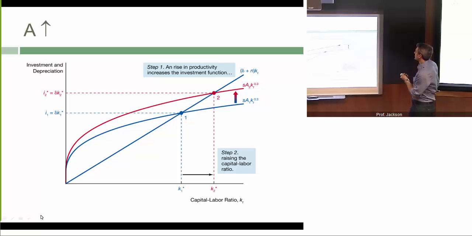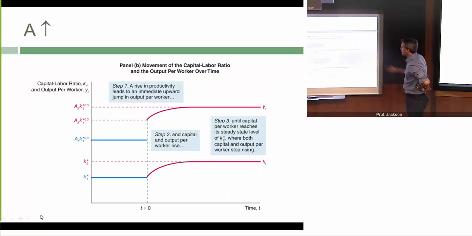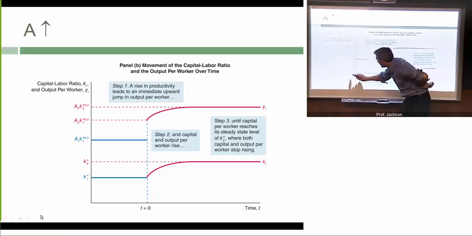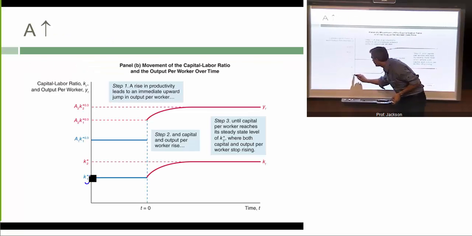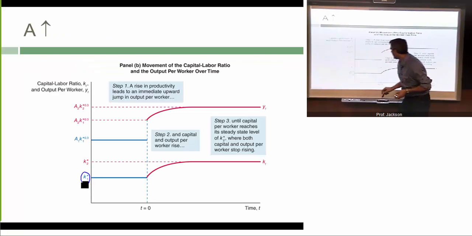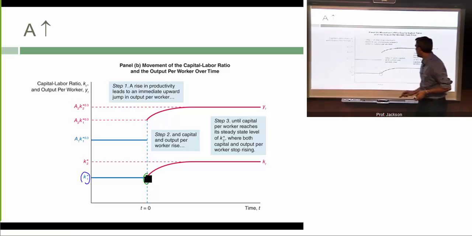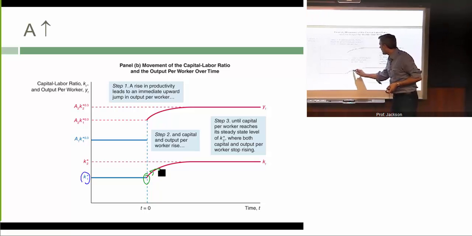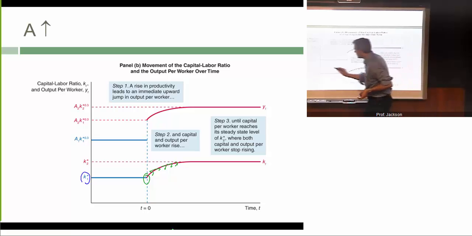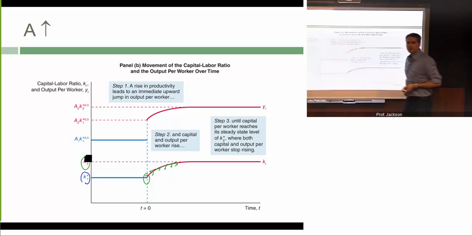So again, this is just the picture without the production function that I showed before. The important point here underscores what I just talked about: we have this initial capital stock K1 star. At time t equals 0, we increase total factor productivity, which leads to a higher steady state level of capital. Over time, our capital stock grows until we hit that new steady state level K2 star.